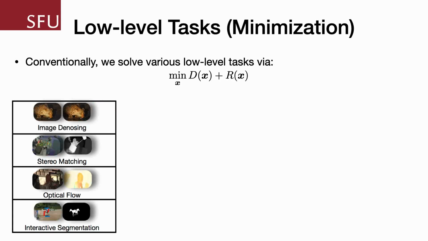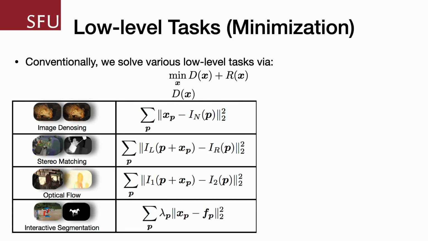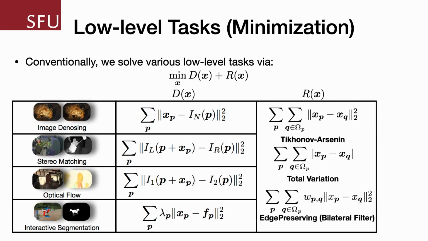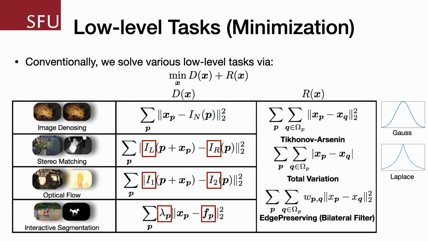Conventionally, we solve low-level tasks using energy minimization. The energy or objective function contains the data term D, which is task-specific, and the smooth term R, which is general and task-agnostic. However, they also have some limitations. First, the data term is defined over pixel values or manually designed features, which is less expressive. And more importantly, the smoothness term assumes a specific distribution, which cannot describe the situation for each sample and each task.